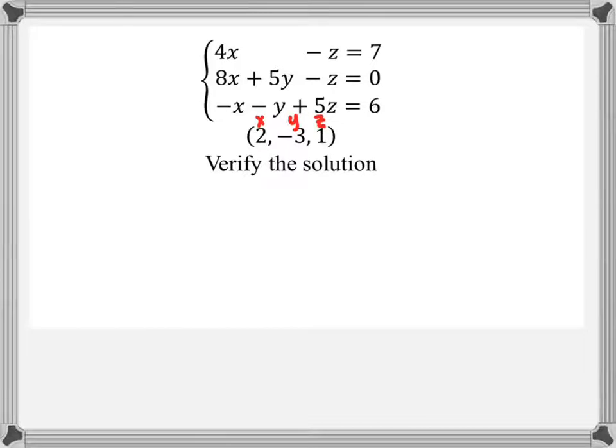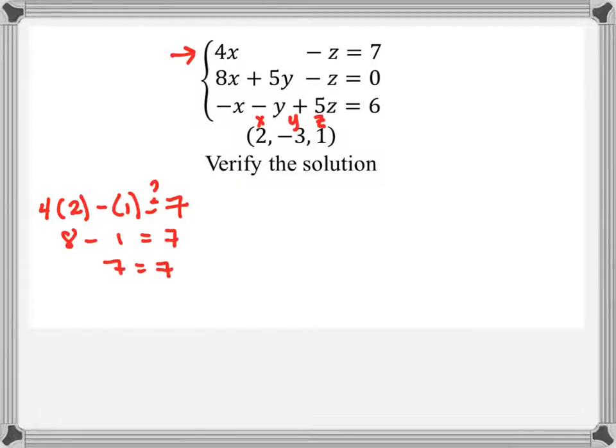So what we need to do is verify this solution in all 3 equations. Let's start with the first equation. If I substitute my values in, I get 4 times 2 minus 1, and I'm checking to see if that equals 7. So 8 minus 1, which is 7. So the solution checks out in the first equation.